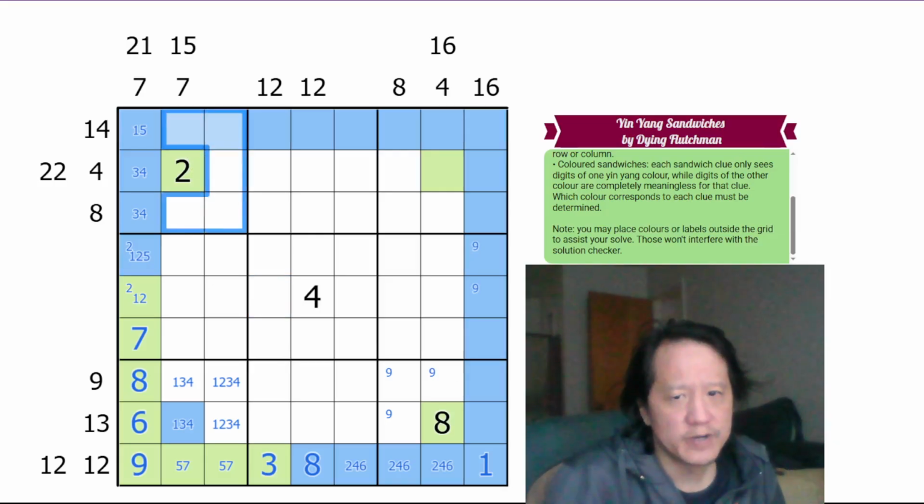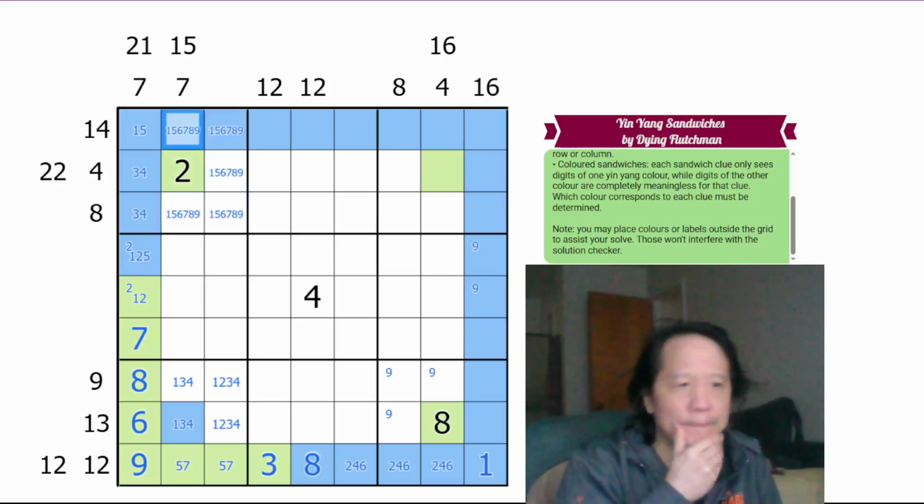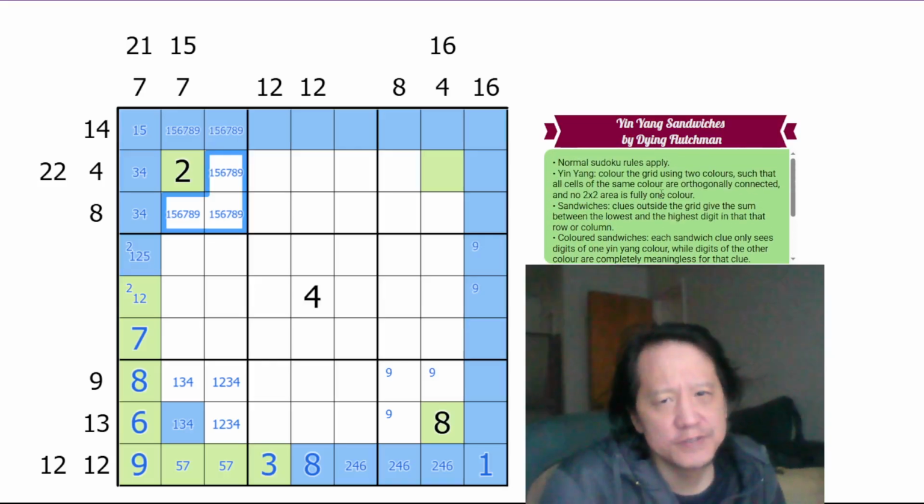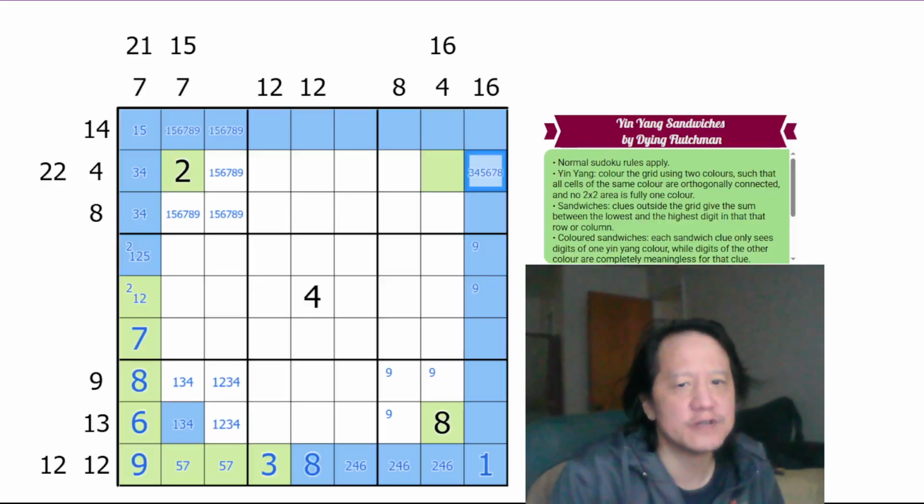Remaining digits in box 1 would have to be 1, 5, 6, 7, 8, 9. That doesn't really tell us much. 1 can't be here. This is 3, 4, 5, 6, 7, 8.